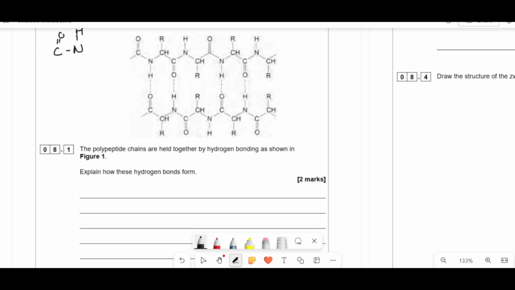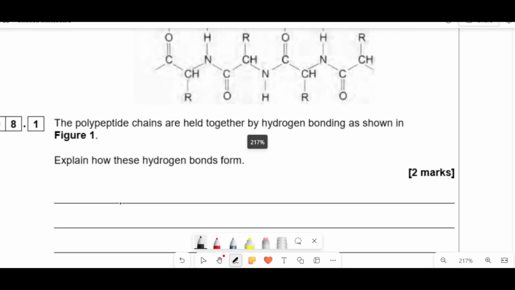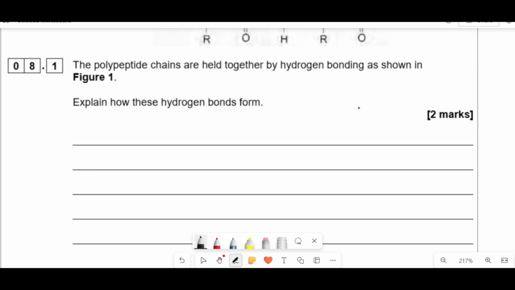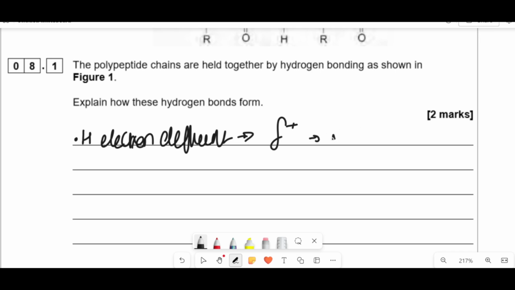So hydrogen bonds are where you have hydrogen bonded to nitrogen, oxygen, or fluorine. What happens is this hydrogen is electron deficient. It's got its delta plus as well. So electron deficient, therefore it's delta plus, so it's slightly positively charged, which means it will attract a lone pair of electrons on O, which is delta negative. There's no electron pair donation here.